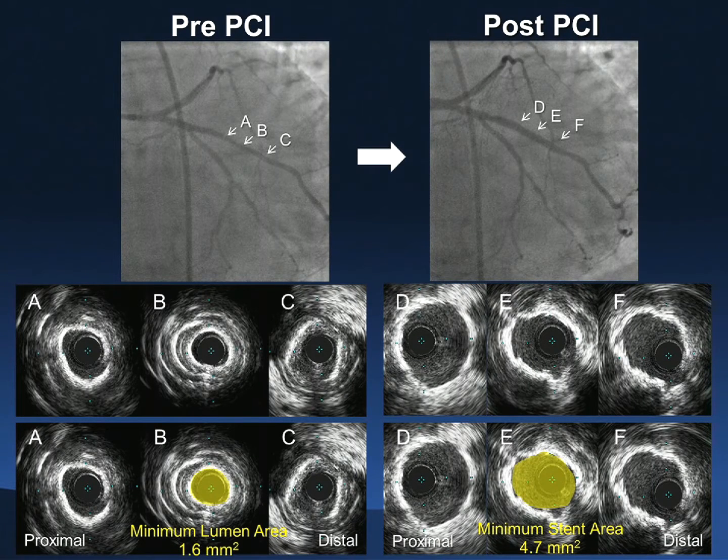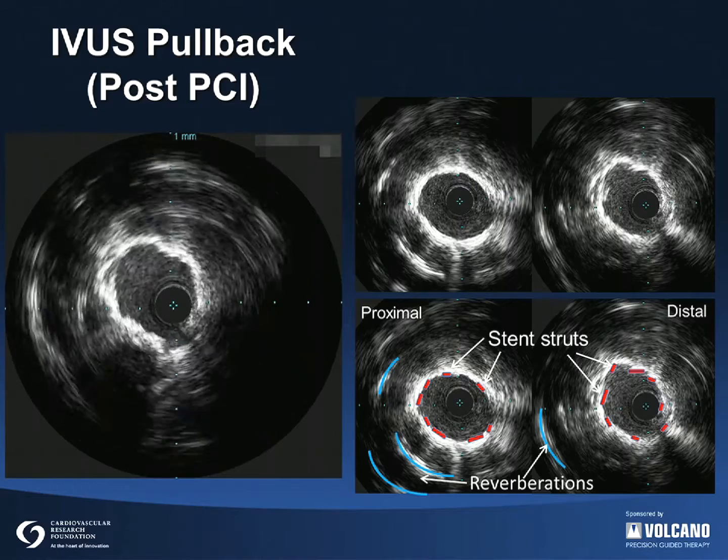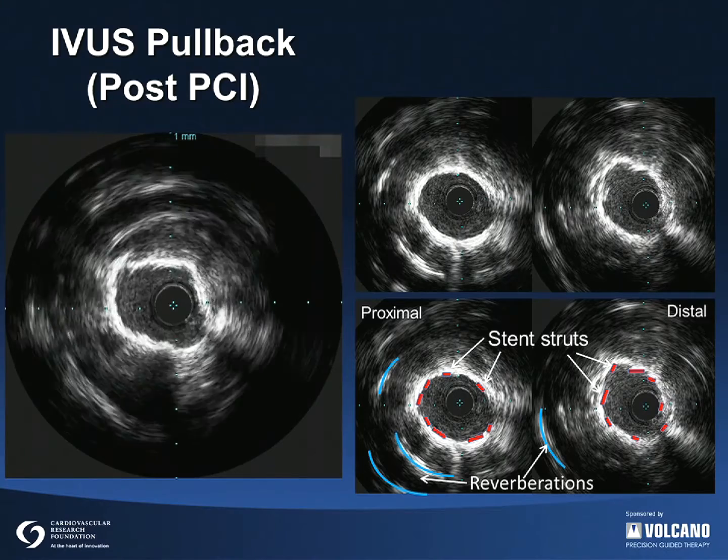This is a comparison of the minimum lumen area pre-PCI and the minimum stent area post-stent. The minimum stent area was measured as 4.7 square millimeters. We will now repeat the IVUS pullback.